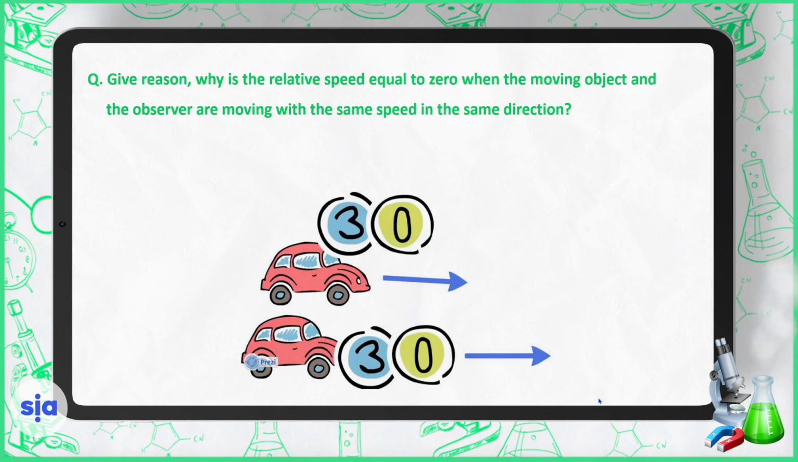Now, look at this example. Why is the relative speed equal to 0 when the moving object and the observer are moving with the same speed in the same direction? Let's do it together. Both of these cars are moving in the same direction with the same speed. If we are going to calculate the relative speed, then the relative speed will be the difference between the two speeds, 30 minus 30, which will be equal to 0.